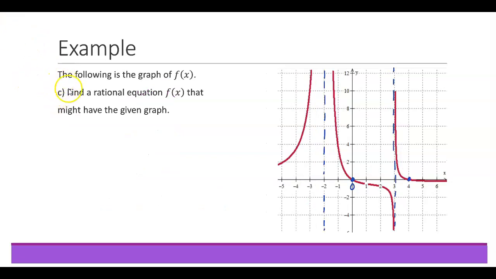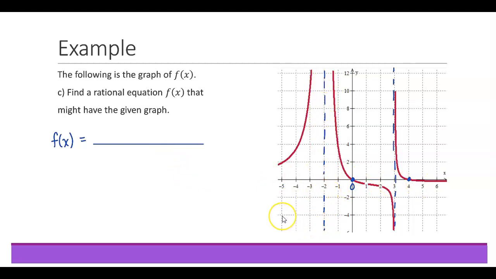Now here in part C, we're going to use the same graph, and what we're going to do is find a rational equation, f of x, that might have the given graph. So a little bit of a review question here. So we're going to go ahead and recognize that a rational function would need my numerator and denominator. So my function f of x, I'm going to start by putting a fraction bar. And the place to start is to identify your vertical asymptotes and your x-intercepts.